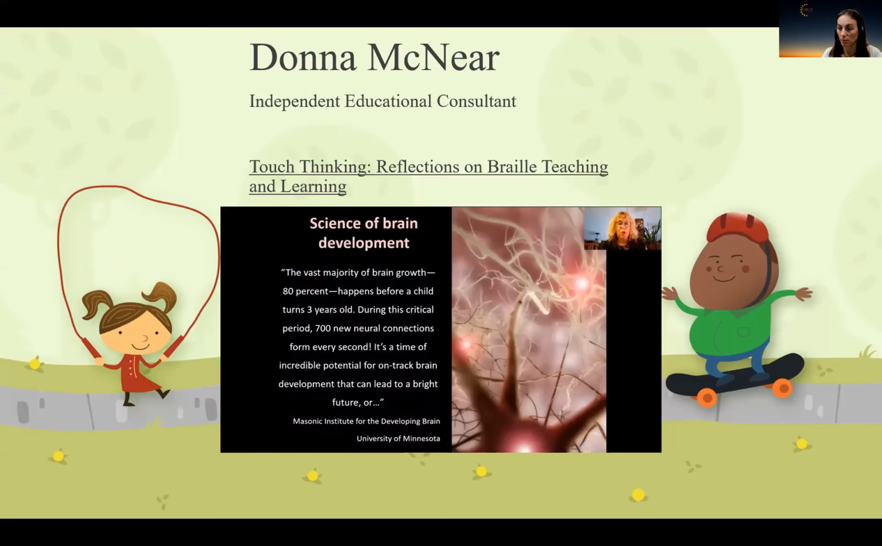So here's another quote from content from the Masonic Institute for the Developing Brain, which is the center I referred to at the University of Minnesota. The center says the vast majority of brain growth, 80%, happens before a child turns 3 years old. During this critical period, 700 new neural connections form every second. It's a time of incredible potential for on-track brain development that can lead to a bright future, or, and I'll just leave it there. So, another important message about the brain.